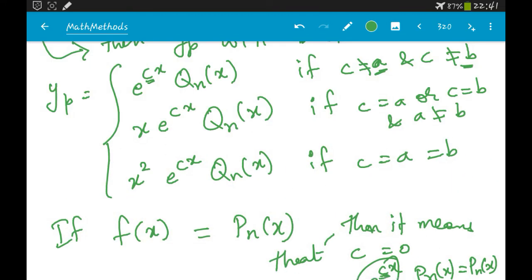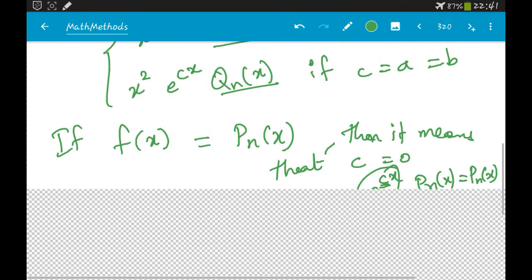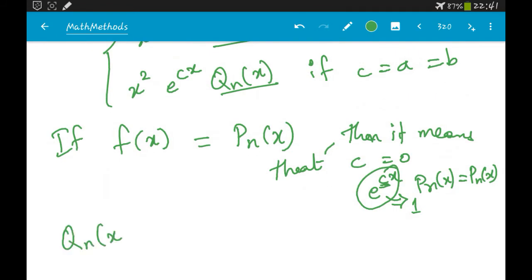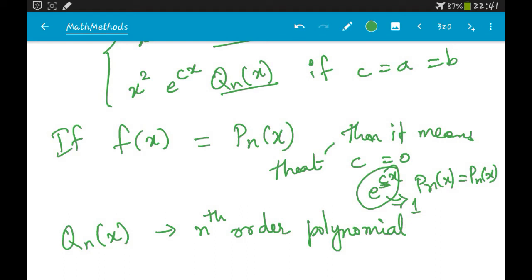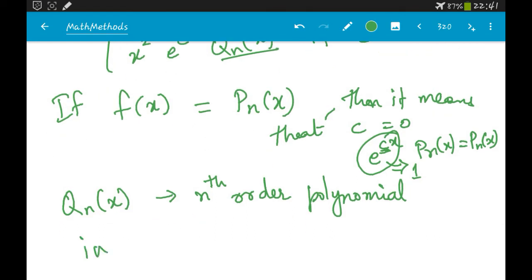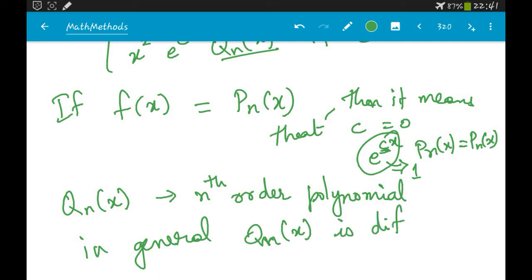Alright, now here you have this Qn of x. So Qn of x just means that this is also an nth order polynomial, but in general it can be different from Pn of x. Alright, so now let's do a problem and then you'll understand it better.